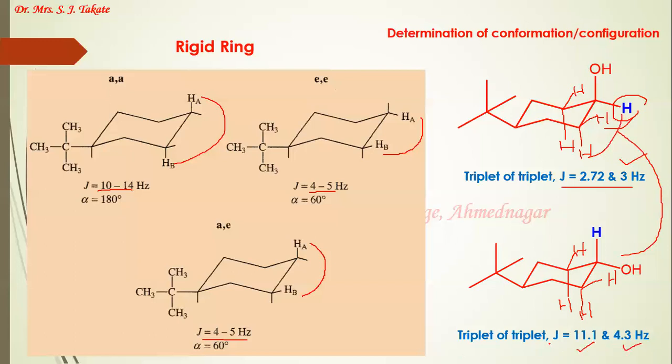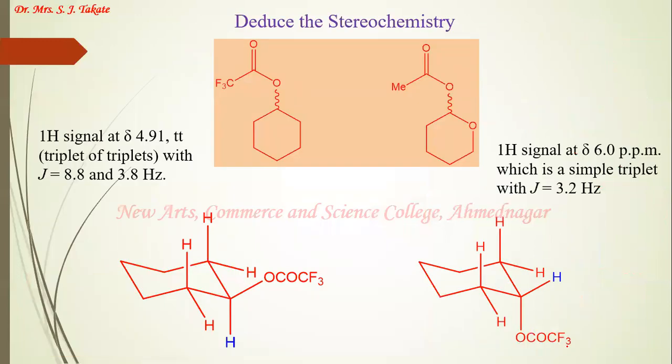So a large coupling constant value indicates that the two protons have diaxial orientations, giving the 180 degree dihedral angle. So see, if equatorial hydrogen coupling constant values are small, and if axial hydrogen coupling constant value is large, this means that the coupling constant value will help me to find out whether the substituent is at axial position or at equatorial position. That is, we can say that the coupling constant values will help me to find out the stereochemistry of the compound. Let us take these two examples.